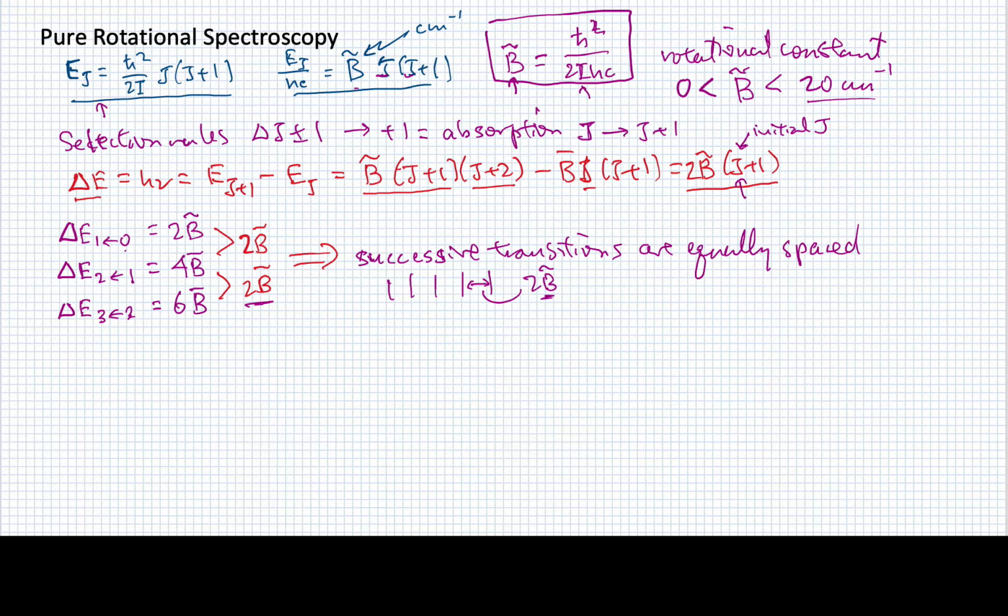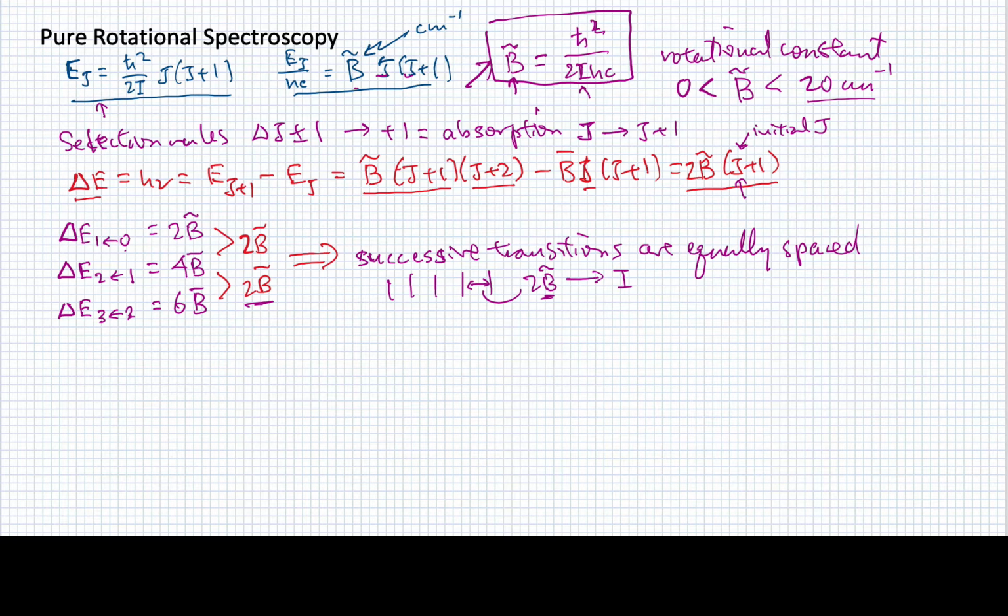tilde. And once we have a value for B tilde, we can now come up here to our expression for B tilde in terms of other constants, and h bar squared and h and c are all known. This allows us to then get the moment of inertia for the molecule.